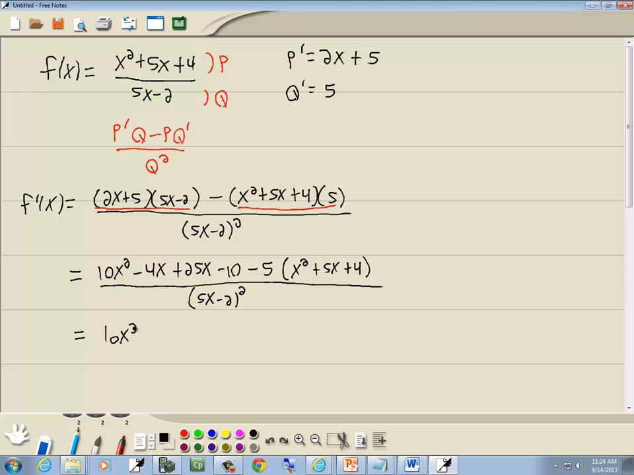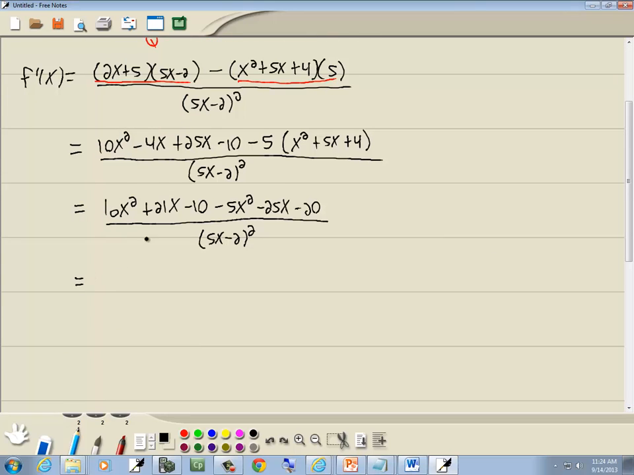Okay, so we've got 10x squared. Negative 4x plus 25x gives us 21x minus 10. Now, distributive property. I'll take negative 5 times x squared, which gives us negative 5x squared. Negative 5 times 5x gives us negative 25x. And negative 5 times 4 gives us negative 20. All over 5x minus 2 squared.